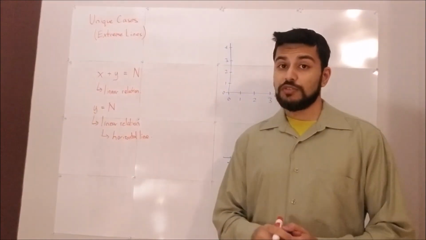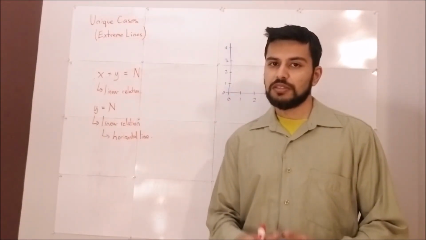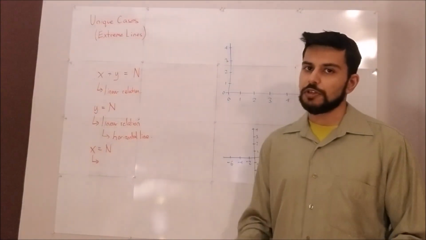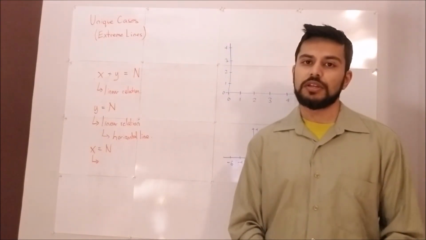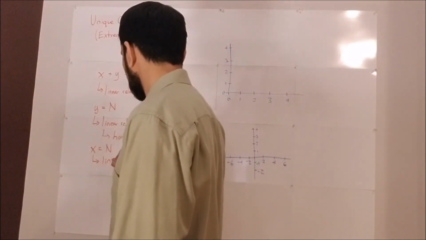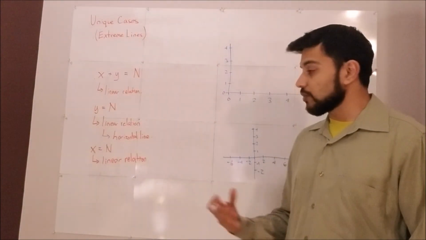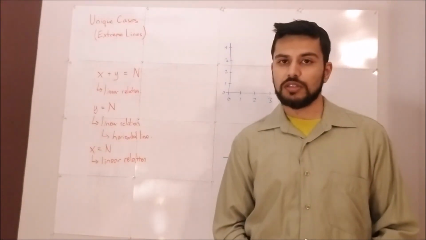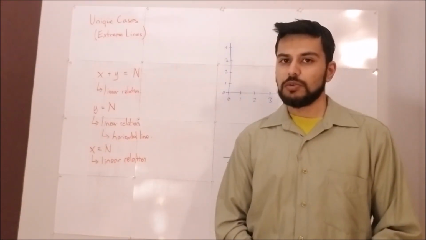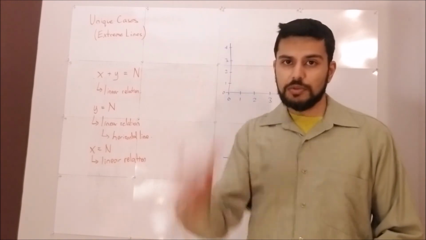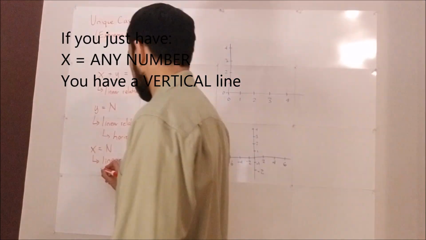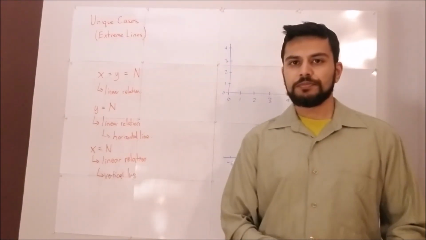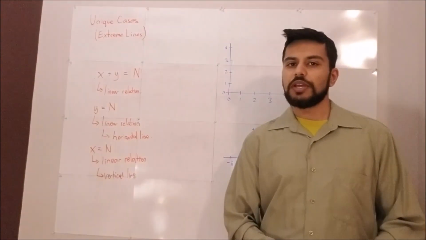And the other situation is if y doesn't show up. That's if x is equal to n. Using the same logic we did before, you can figure out that, yeah, it's going to be another linear relation. If y equals a number, it will give you a horizontal line. Well, x equals a number will give you the opposite, the up and down extreme, vertical line. Okay, sorry about my writing there.